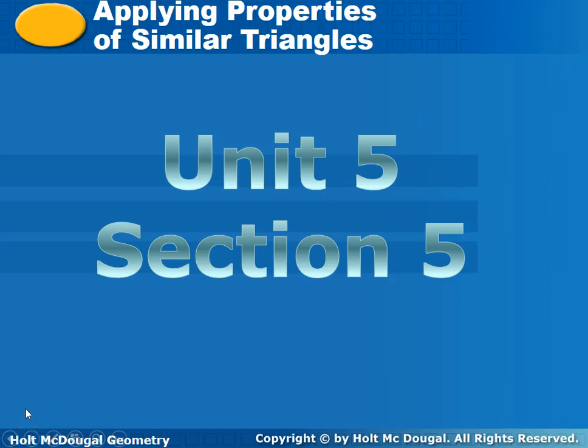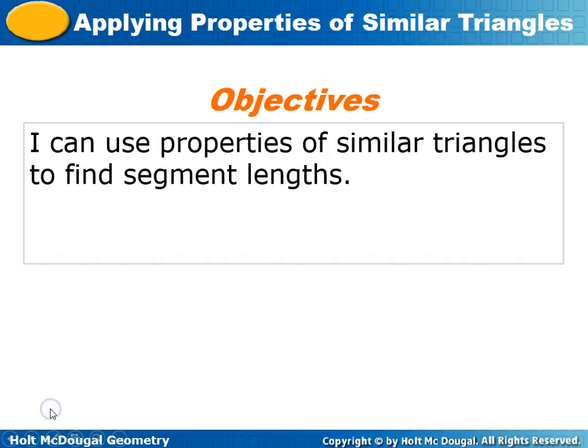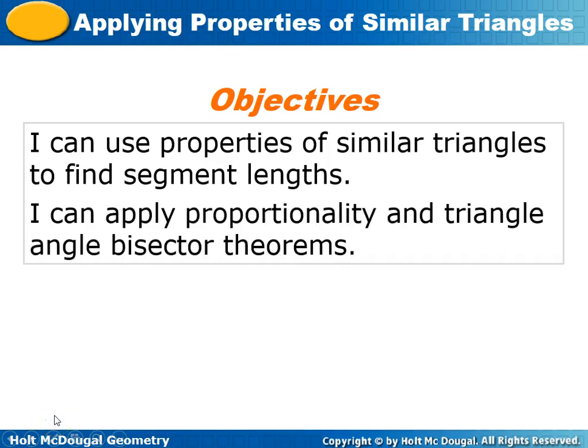So this is our Unit 5, Section 5 notes, where we're going to apply the properties of similar triangles again. Our objective today is to use the properties of similar triangles to find segment lengths and to apply the proportionality and triangle angle bisector theorems.